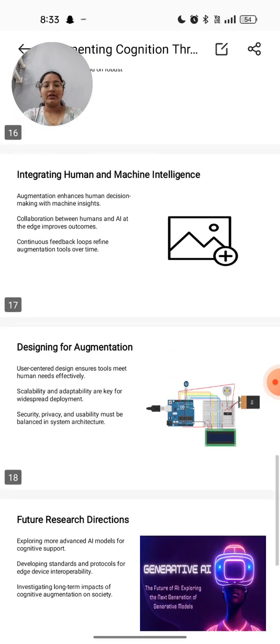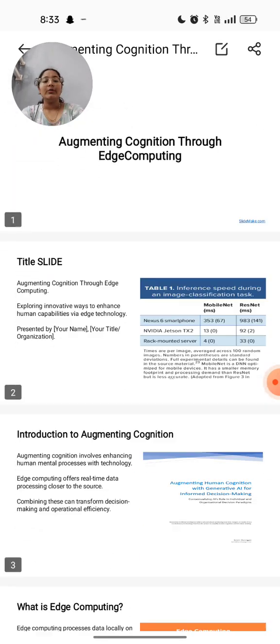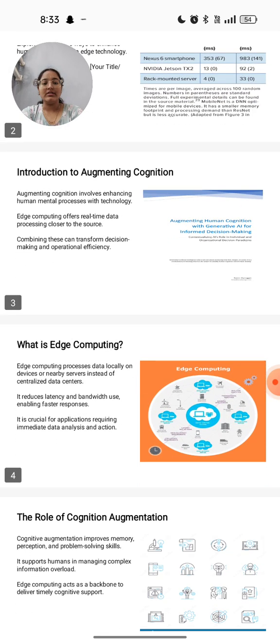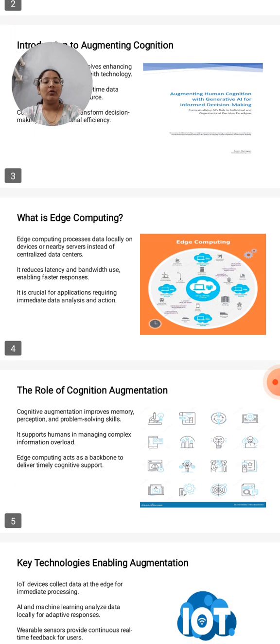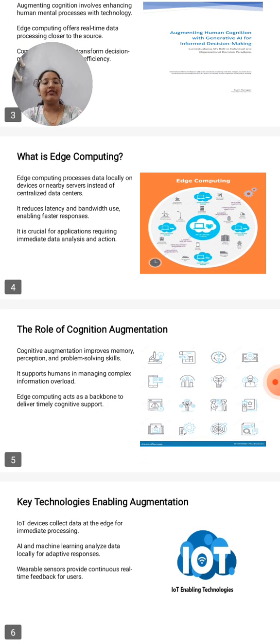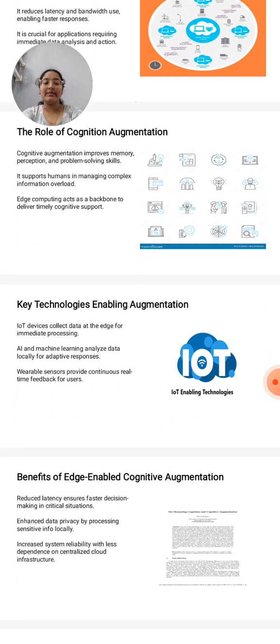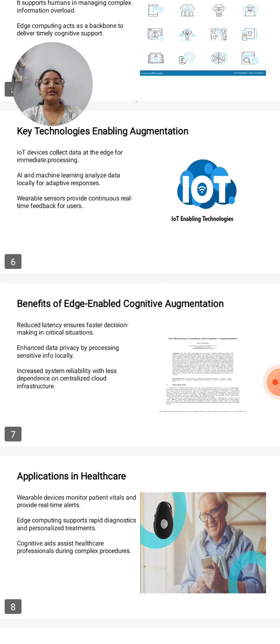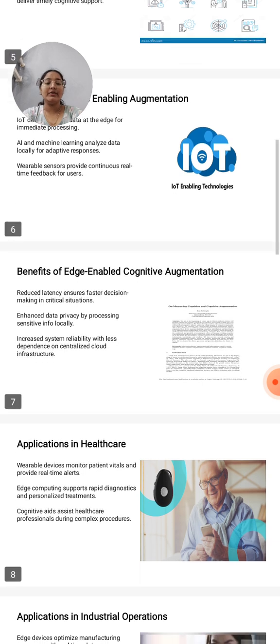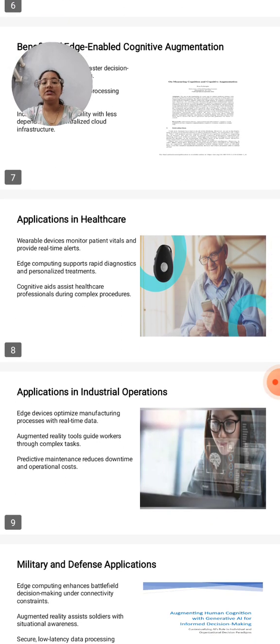Hence, we come to the conclusion of this topic. We can revise the topics we talked about in this slide. Introduction to augmented cognition. What is edge computing? The role of cognition augmentation. Key technologies enabling augmentation. Benefits of edge enabled cognitive augmentation. Applications in healthcare.